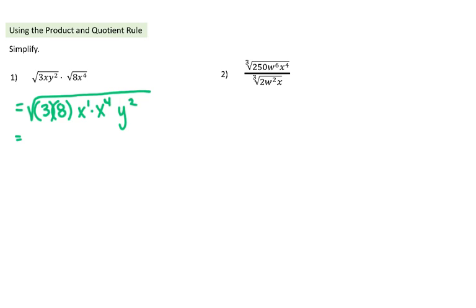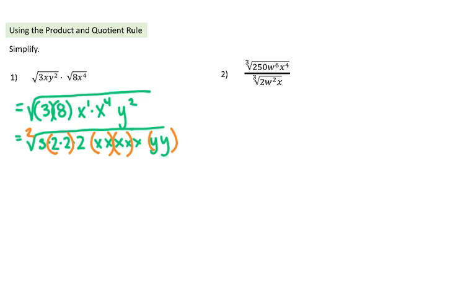Now again, we want to break this as far apart as we can. So we end up, 8 is just 2 times 2 times 2. So 3 times 2 times 2 times 2. We've got 5 x's, 1 and then 4 more. And then we've got 2 y's. And remember, since this is a square root, every time you see groups of 2, we're going to be able to simplify and take them out of the square root.